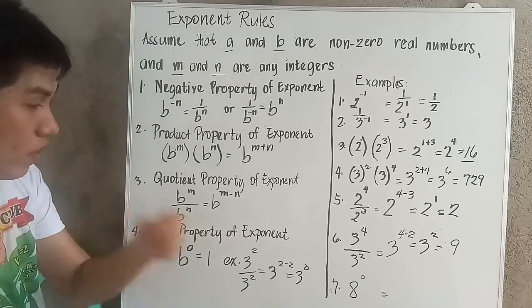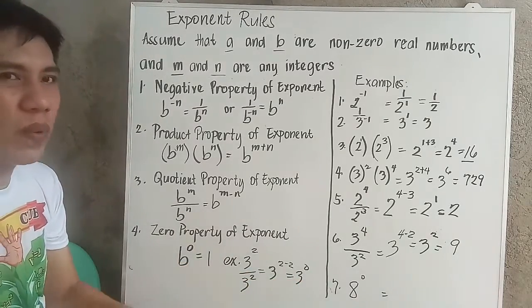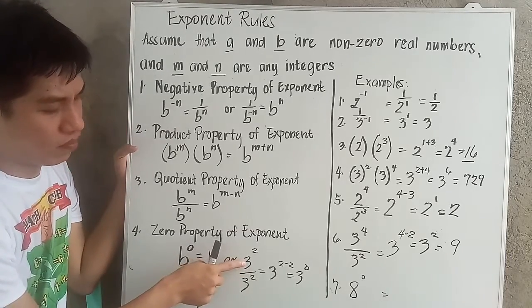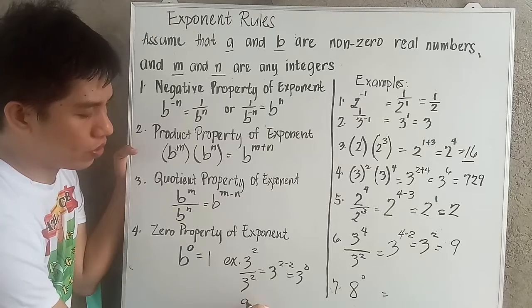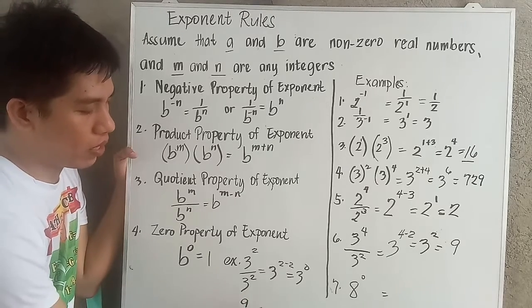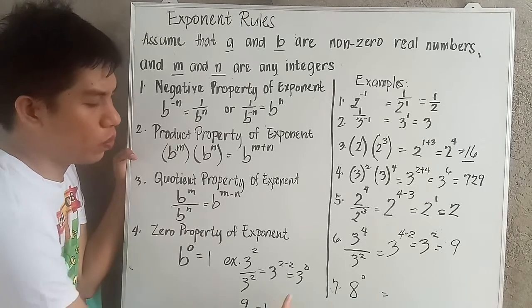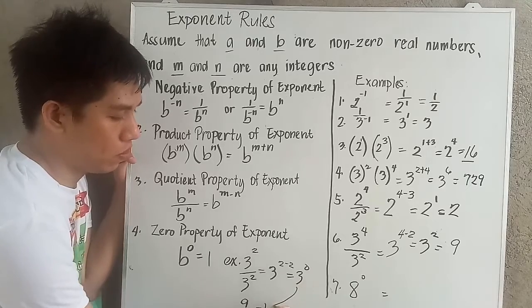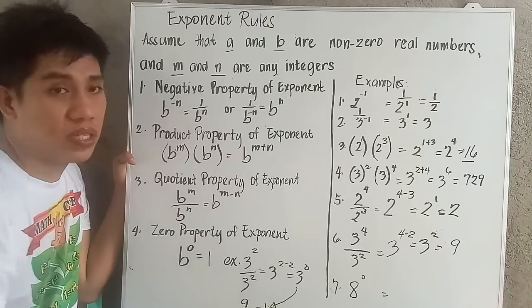So why is it 1 man? Why is it always 1? Simply because if we are going to simplify this, 3 squared, that is equal to 9. 3 squared, that is equal also to 9. 9 divided by 9, that is equal to 1. So if you would be asked, what would be the answer if 3 raised to the power of 0? So that is the result, that is equal to 1.